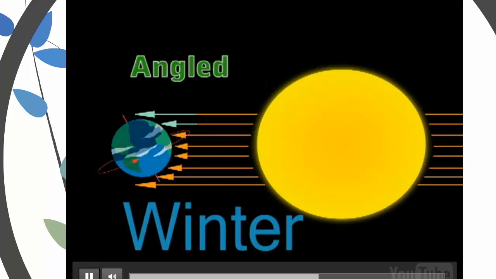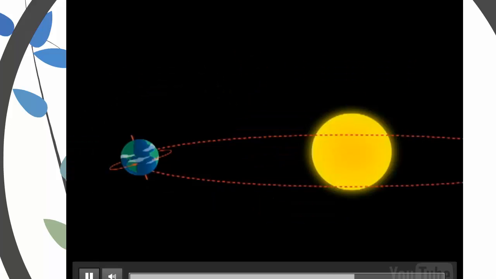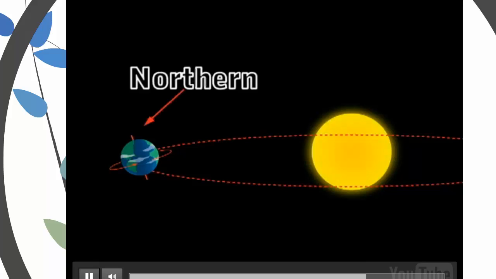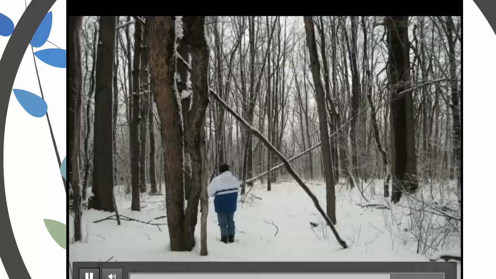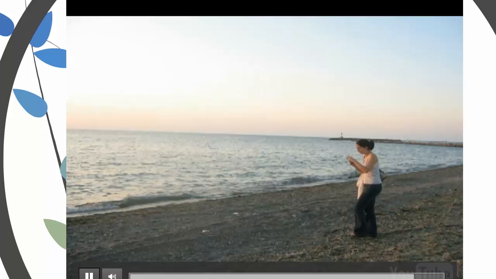In the winter, the sun rays are angled. In the summer, we are getting direct sunlight, which heats the Earth much better than angled sunlight. This is also why the northern hemisphere is always the opposite of the southern hemisphere. While we are angled away from the sun and facing the cold, harsh winter, Australia is sitting in the sunlight, enjoying the heat.